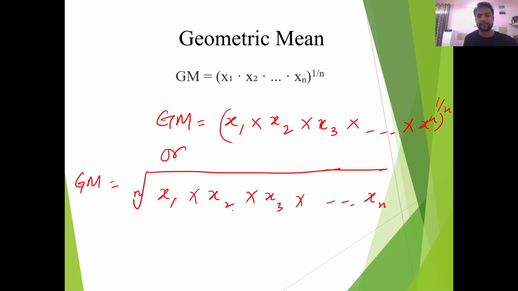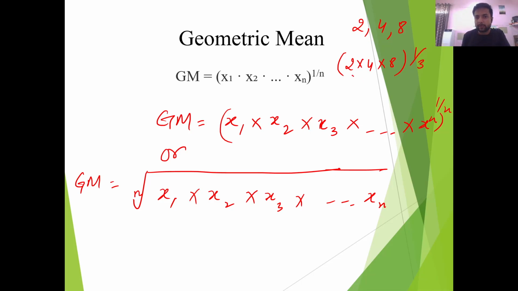So let us take an example so that we will be able to find out how we have to calculate, because it may seem quite difficult, but if we use an example, then we will be able to show you how easy these are. Suppose we have a set of three numbers: 2, 4 and 8, and we have to find the geometric mean. First we multiply all those numbers in brackets, 2 multiplied by 4 multiplied by 8, and then we take the power 1 by n. n is the number of observations, so 1 by 3.